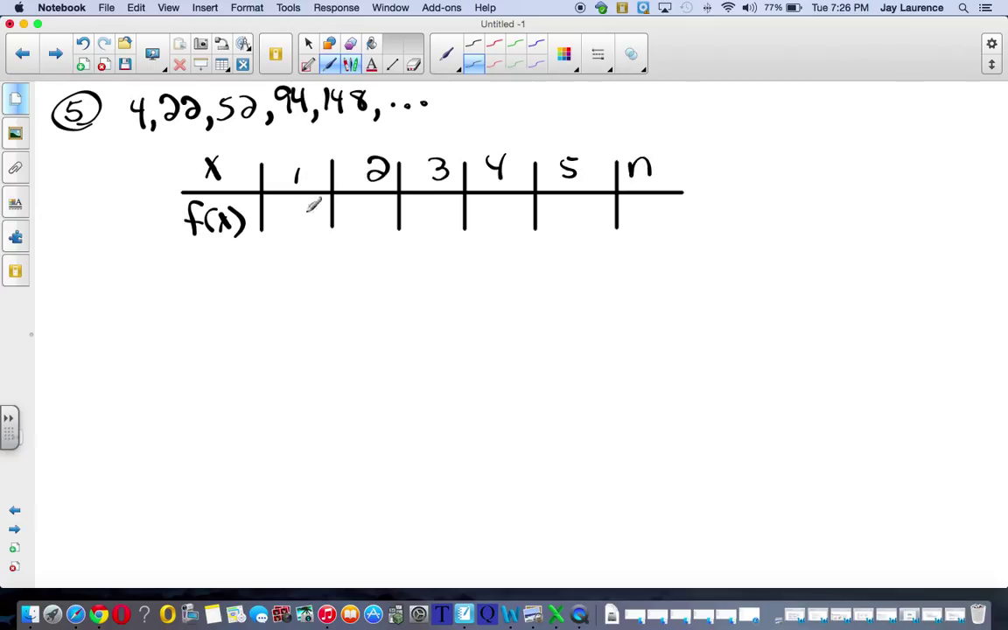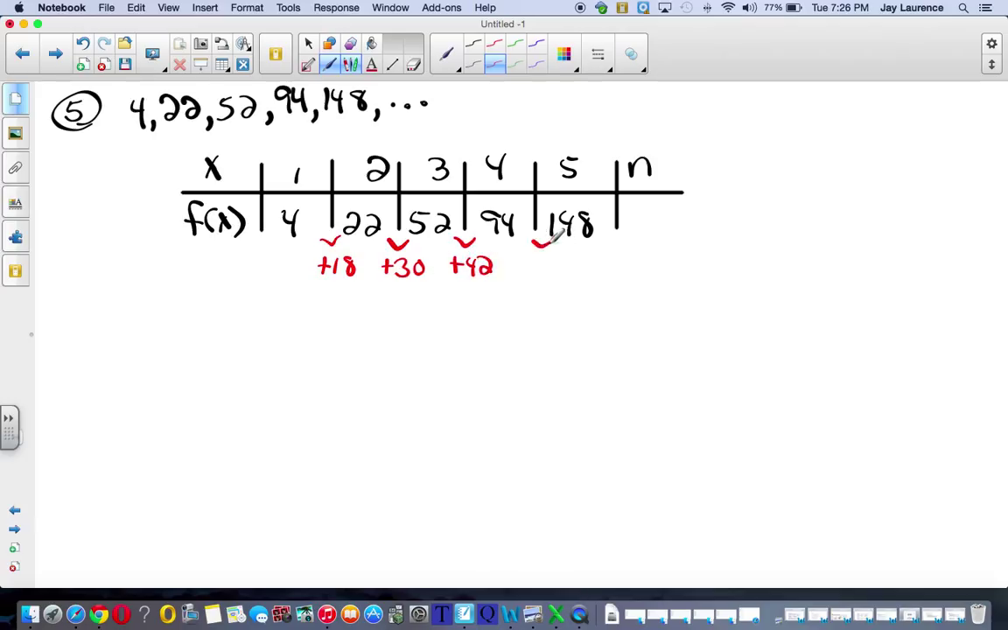All right, and so I got 4, 22, 52, 94, and 148. And my first differences, they look like they're 18. And this one here looks like, oh, I wonder if I have a mistake on this one. Looks like it's going to be 30. Okay, on there it's going to be 42. Oh, no, I guess this is okay.